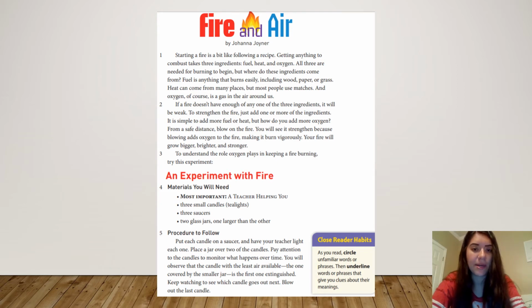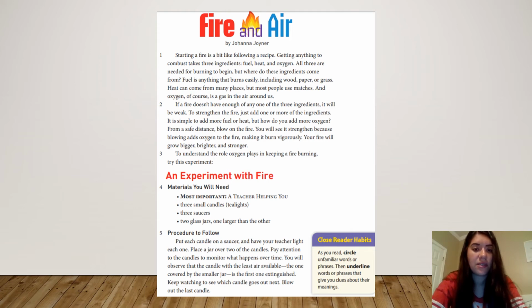Fuel is anything that burns easily, including wood, paper, or grass. Heat can come from many places, but most people use matches, and oxygen, of course, is a gas in the air around us. If a fire doesn't have enough of any of the three ingredients, it will be weak. To strengthen the fire, just add one or more of the ingredients. It is simple to add more fuel or heat, but how do you add more oxygen?